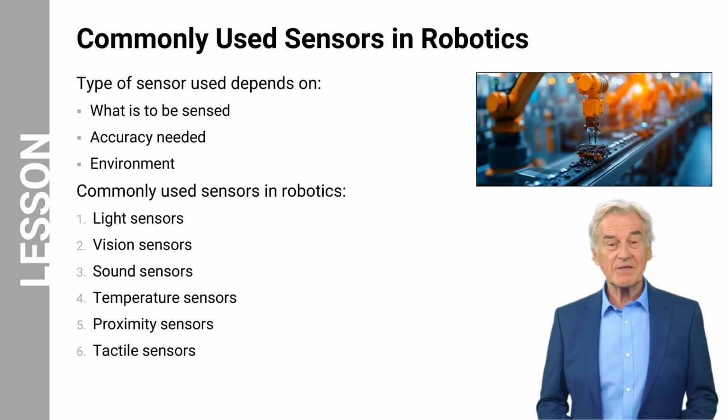Robotic systems typically employ a diverse array of sensors to interact with and understand their surroundings. Some of the commonly used sensors are light, vision, sound, temperature, proximity, and tactile. Let's discuss these sensors in detail.